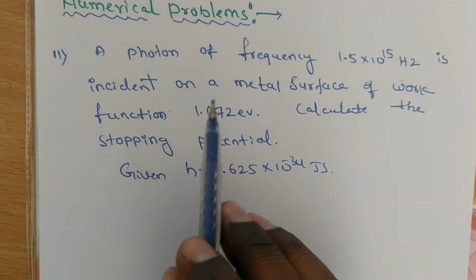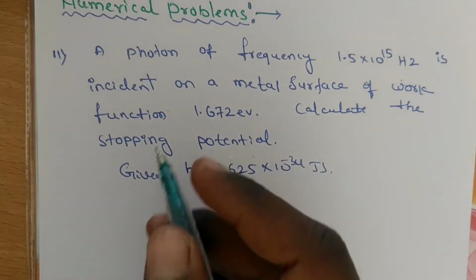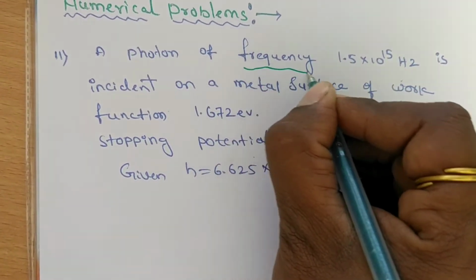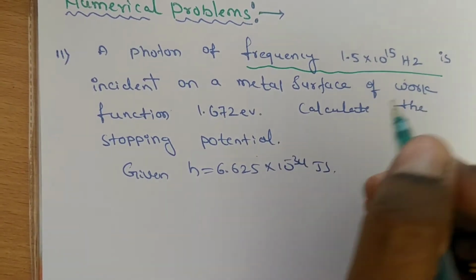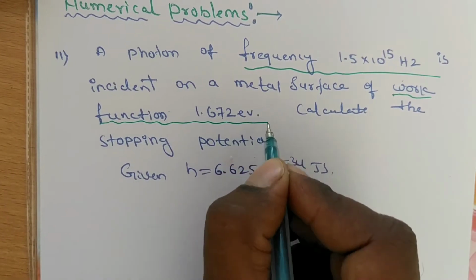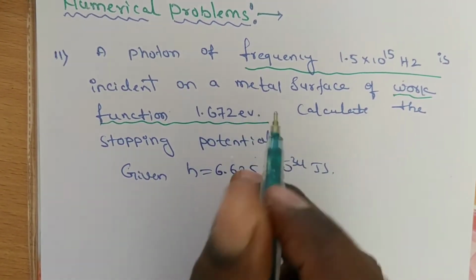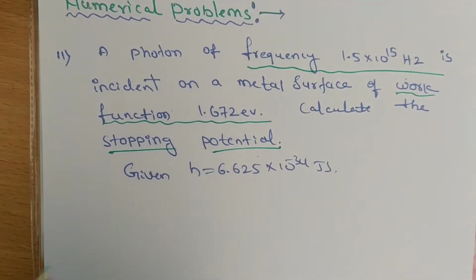Question, a photon of frequency is given. What is the frequency here? Frequency, denoted by symbol nu, is 1.5 into 10 to the power of 15 hertz. What is the value of the work function given here? 1.672 electron volt. Calculate the stopping potential. We have to find out the stopping potential.